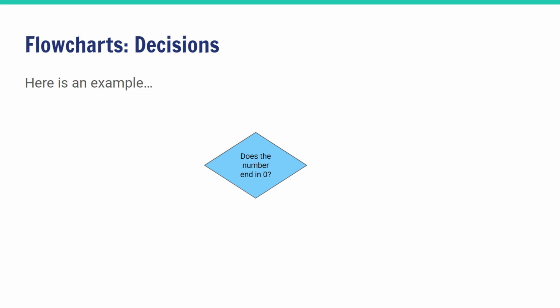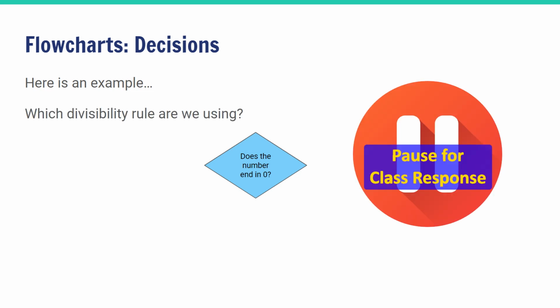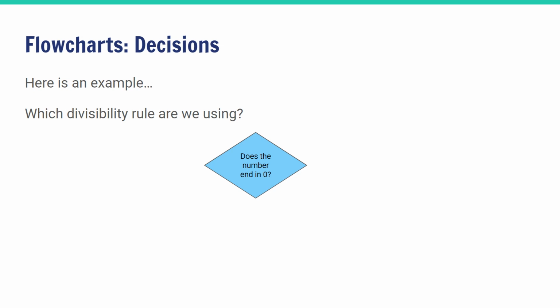So here's an example of using a divisibility rule again. The question we're going to ask here is, does the number end in 0? At this point, can you remember what divisibility rule this question is about? The answer here is 10, isn't it? So if a number ends in 0, then we know that it can be divided by 10.